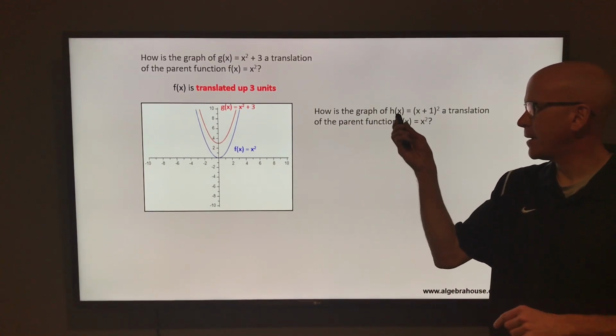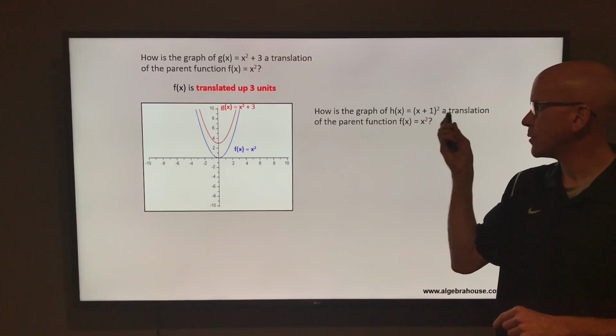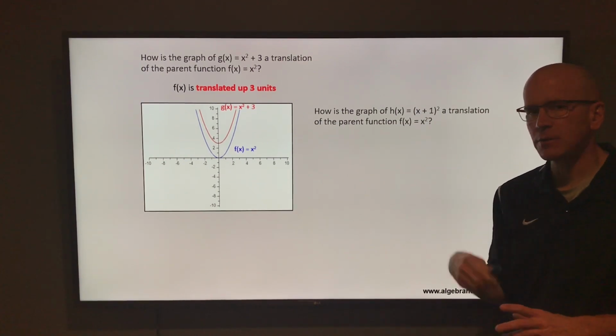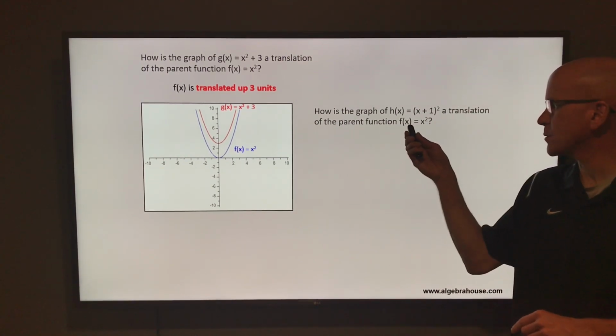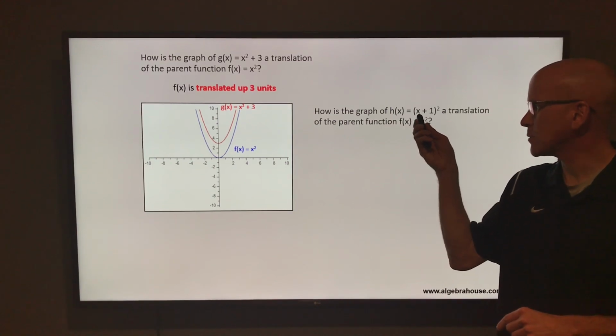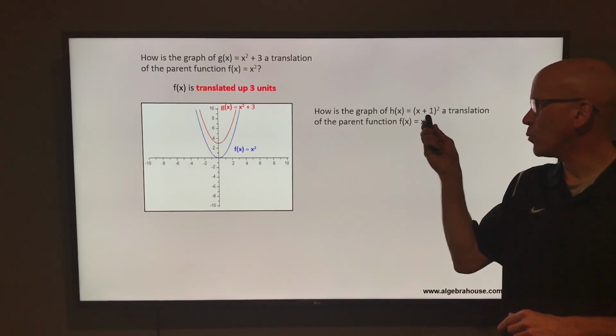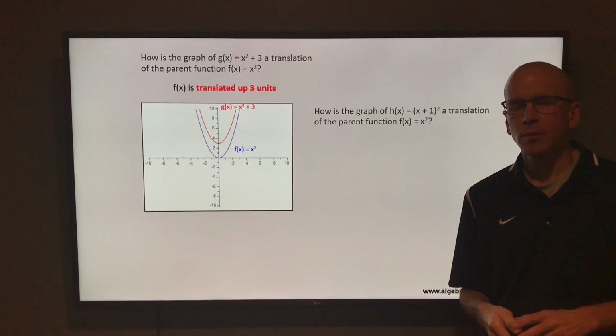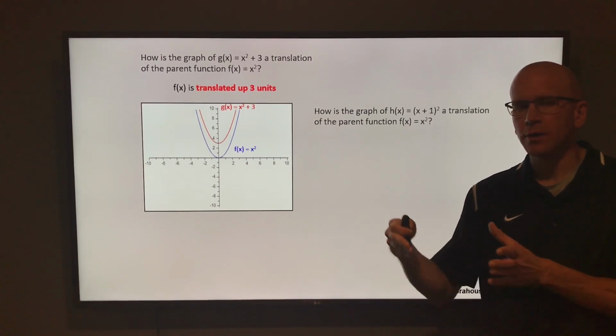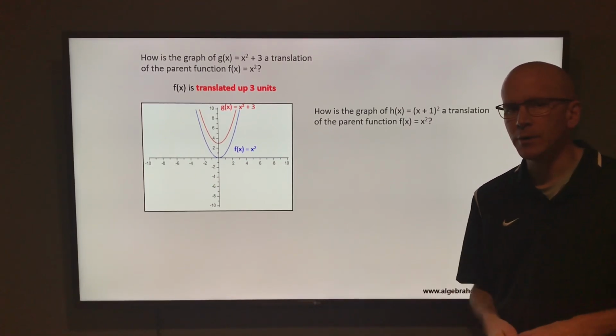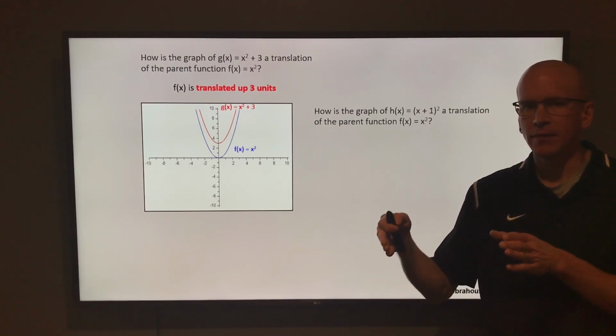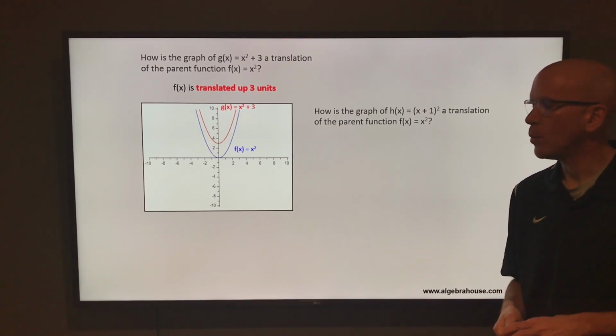How is the graph of h of x equals (x plus 1) squared a translation of the parent function f of x equals x squared? So we're going from f of x equals x squared to h of x equals (x plus 1) squared. We're adding 1 onto the value of x. Remember, when you add 1 onto the value of x, it's going to shift the graph to the left 1 unit. When you subtract 1 from the value of x, it shifts the graph to the right 1 unit.